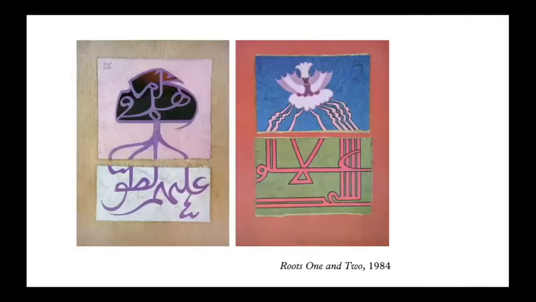Shemza passed away in 1985, and these were some of the last works that he made, and they belong to a series called the Root series. Basically, they're based on calligraphy and ornamental designs that you find in Oriental carpets and textiles, and also floral forms. He was a very keen gardener.